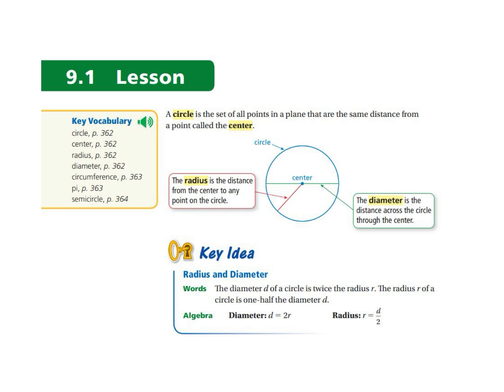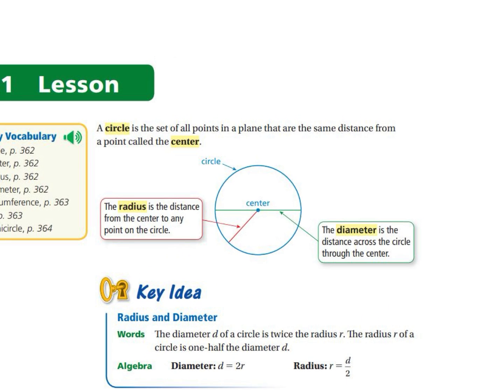All right. So on your page, yours looks a little bit different than mine, but still kind of the same thing. I want you to fill in these different little blanks we have. First of all, we're going to start with this. The mathematical definition of a circle is the set of all points in a plane that are the same distance from a point.